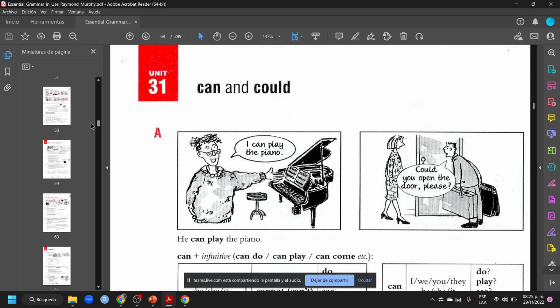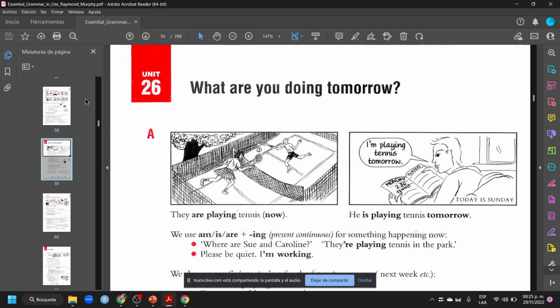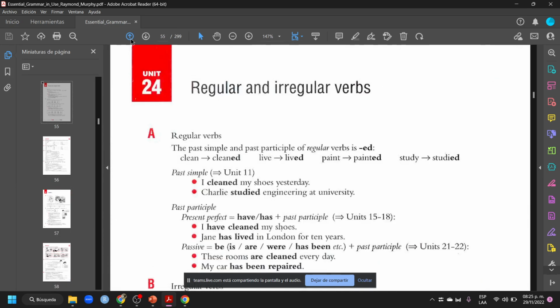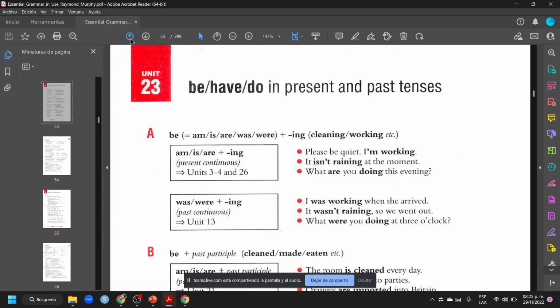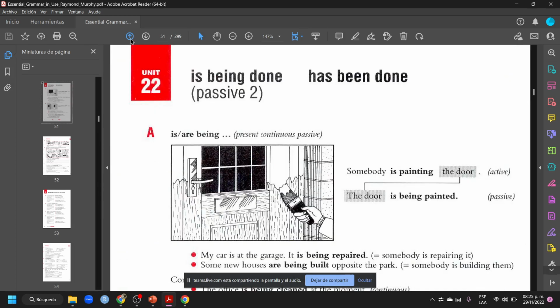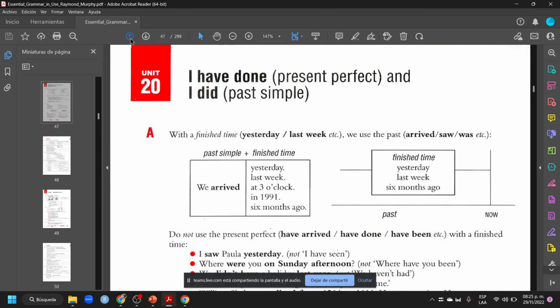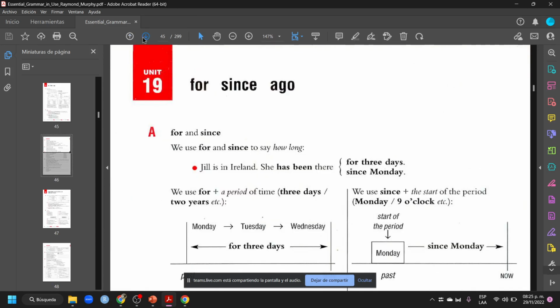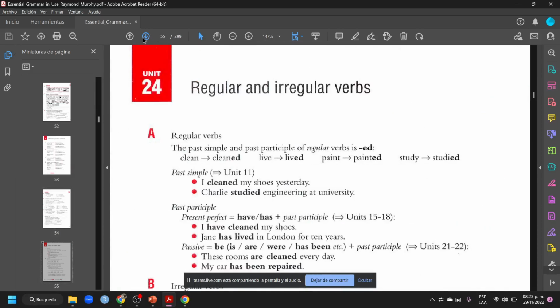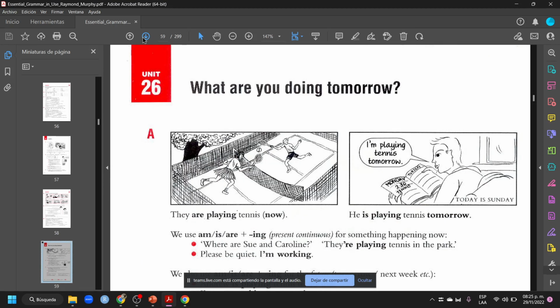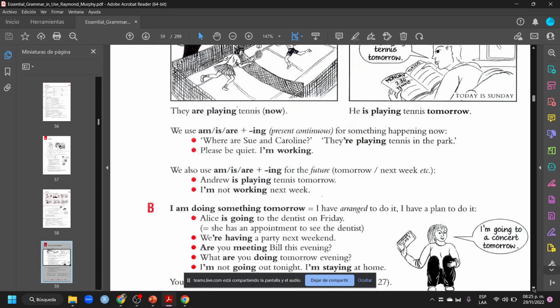What's the unit? 24 or so, no? Present and past tense. Being done. No, this is not. It's done. No. I think that is more 24. 25. What are you doing tomorrow? Oh, this is present continuous.